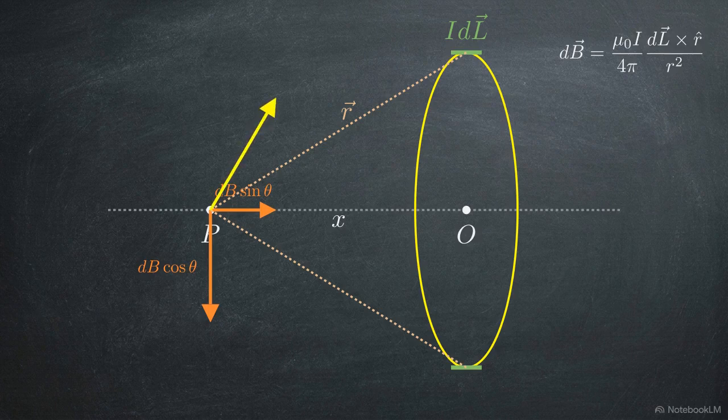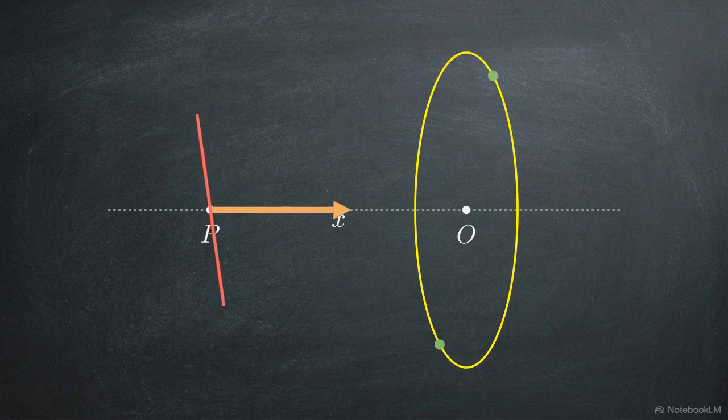Because these two current elements sit exactly opposite each other on a symmetrical ring, their radial components point in strictly opposite directions with equal magnitude. They cancel each other out to zero. This cancellation occurs for every paired element around the entire circumference. The radial fields destroy each other, leaving only the axial components, the dB sine theta vectors, to stack additively along the central axis.